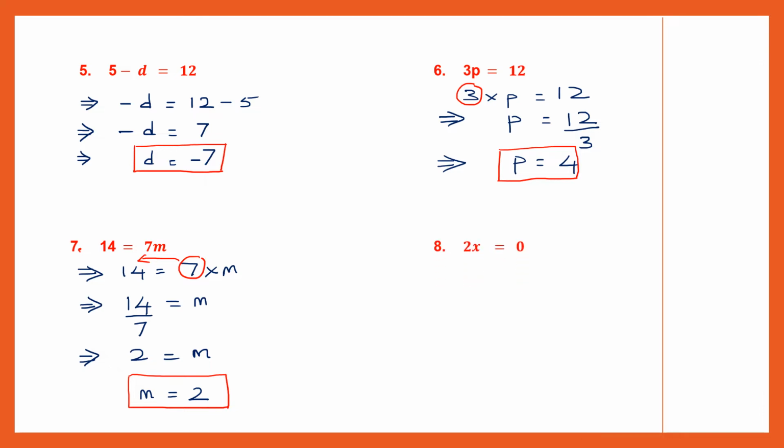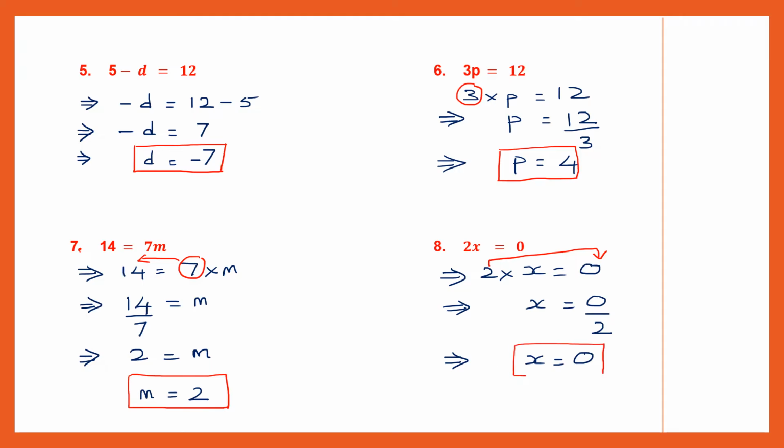Question 8. 2x is equal to 0. This means 2 into x is equal to 0. So now to find the value of x, we write 0 as it is. We are transposing 2, which is multiplication, to the right hand side. It's going to become division, so it's divided by 2. Now x is equal to 0 divided by 2 is 0. So our answer here is x is equal to 0.